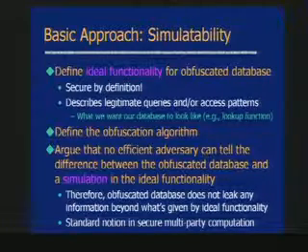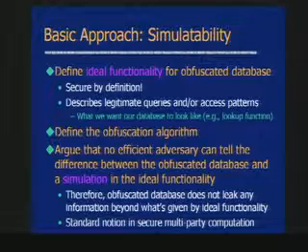if there is no efficient algorithm, that is, no efficient adversary, that can tell the difference between the obfuscated database and something that's simulated in the ideal functionality. So what I'm after, I want to argue that my obfuscation algorithm is good if the result of this algorithm does not leak any information beyond what's given by the ideal functionality. So it's kind of like a two-step reasoning.